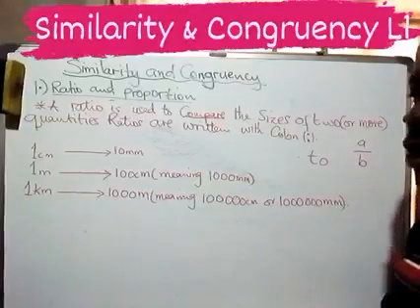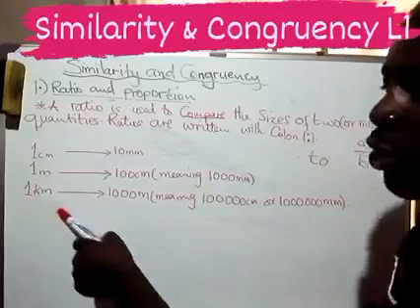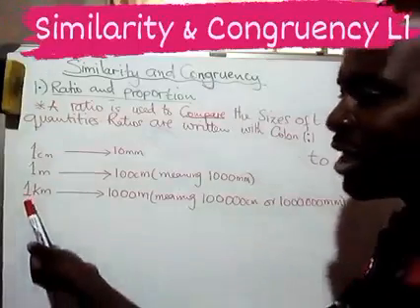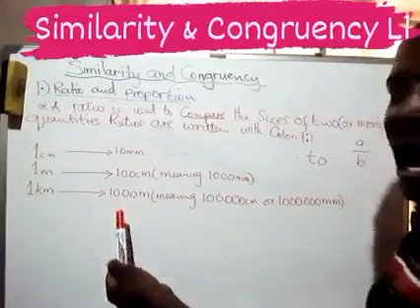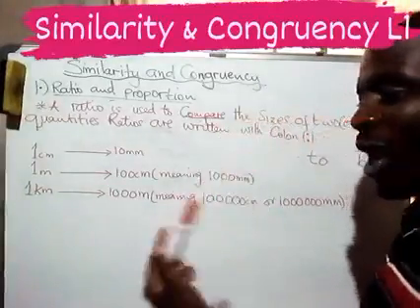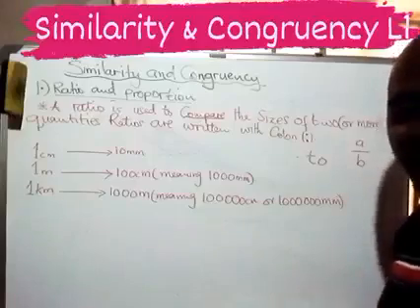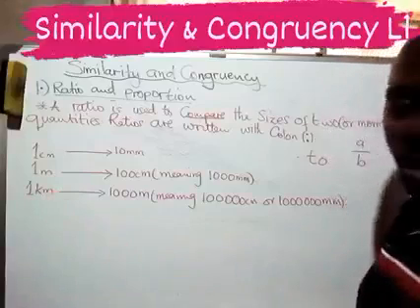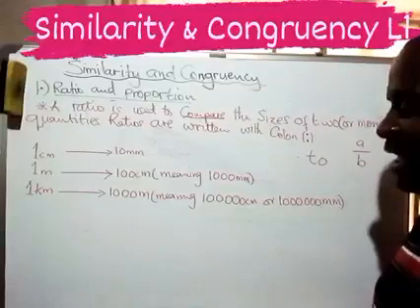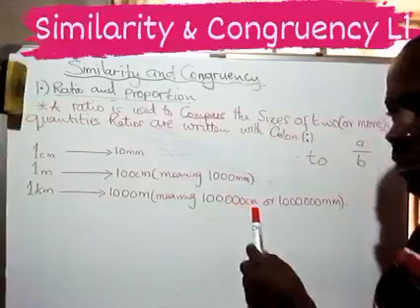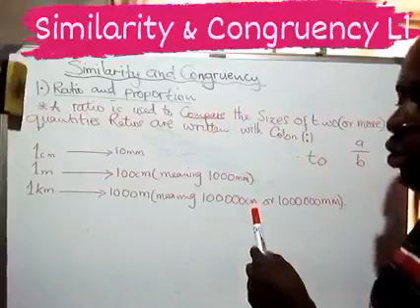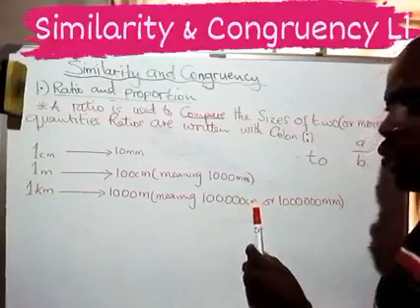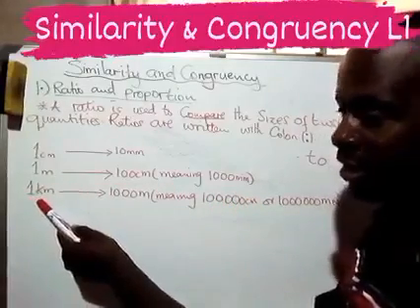The other important point we should note is that for 1 kilometer, the word kilo means 1000. This means that to every 1 kilometer, there are 1000 meters. If there are 1000 meters which make 1 kilometer, this means that there are 100,000 centimeters which form 1 kilometer.